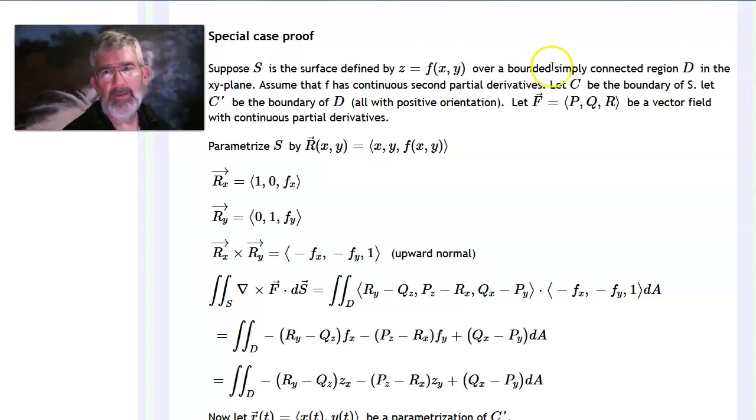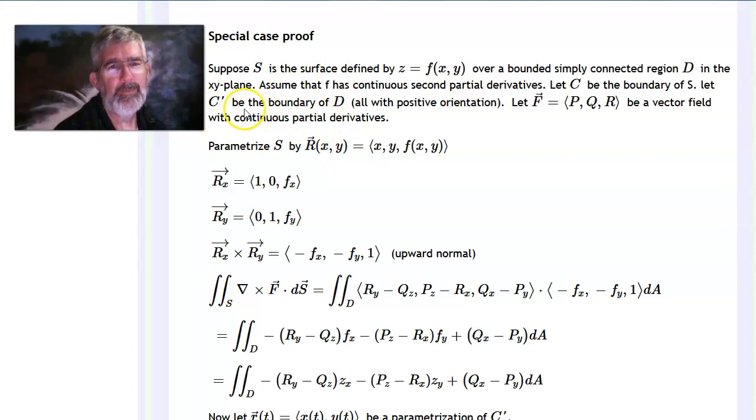The book just says it needs to have finite area, but that's not true because you can have things with finite area that have these infinitely long tails, and I don't want that. I want a finite length region. Okay, so anyway, it's bounded. That's what that means. Bounded, simply connected region D in the xy plane. And assume that this function f has continuous second partial derivatives. Let C be the boundary of the surface S, and let C prime be the boundary of D.